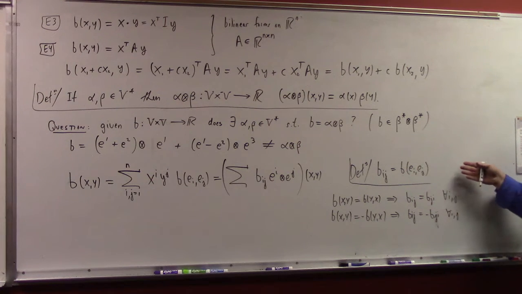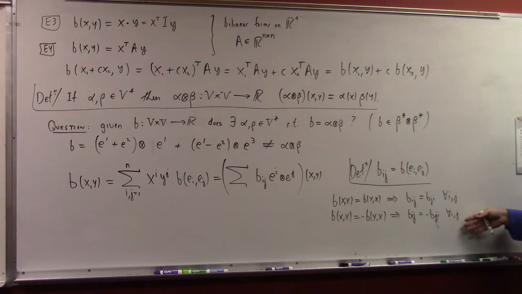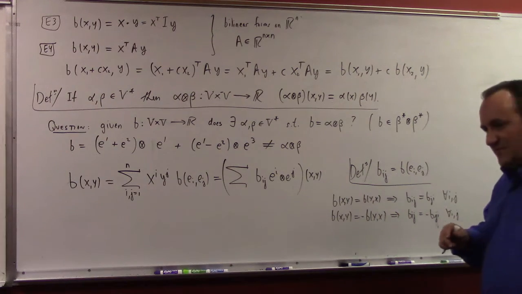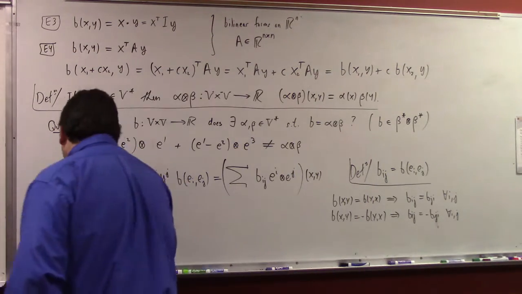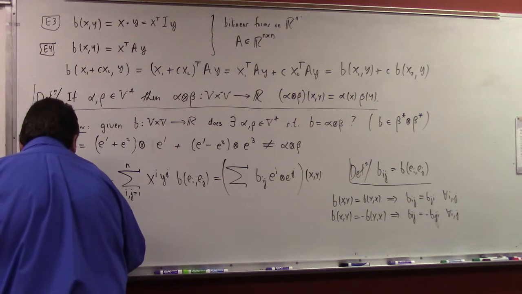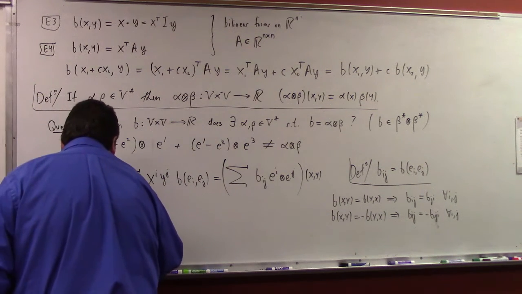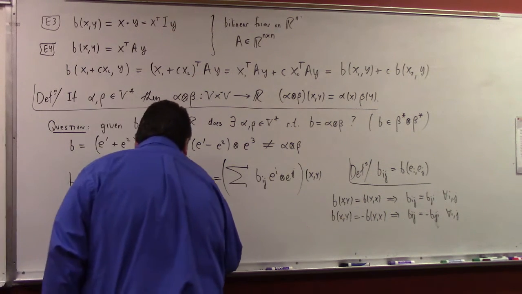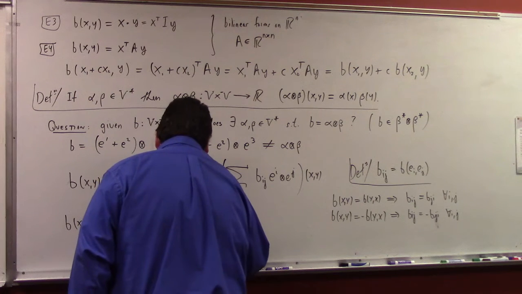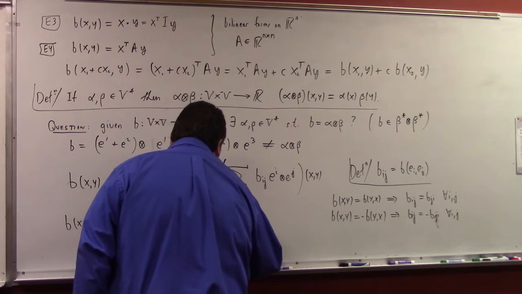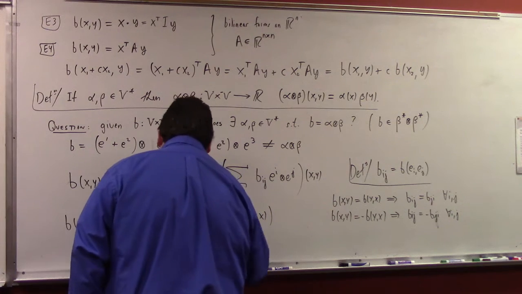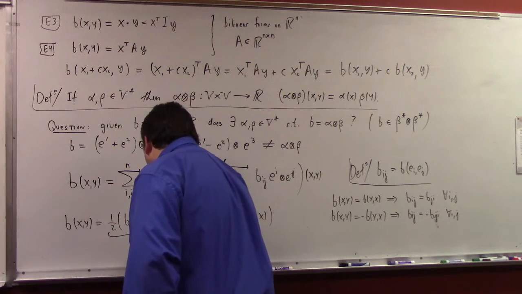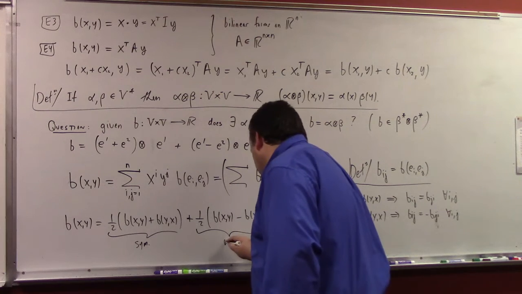But just for today, I just wanted to point out that if it's symmetric, it's got a symmetric matrix. If it's antisymmetric, it's got an antisymmetric matrix. The other really cool thing to notice is any bilinear form can be written as the sum of a symmetric and an antisymmetric bilinear form as follows. Check this out. So you just do this. 1/2 B of x, y plus B of y, x, plus 1/2 B of x, y minus B of y, x. This is symmetric. This is antisymmetric.